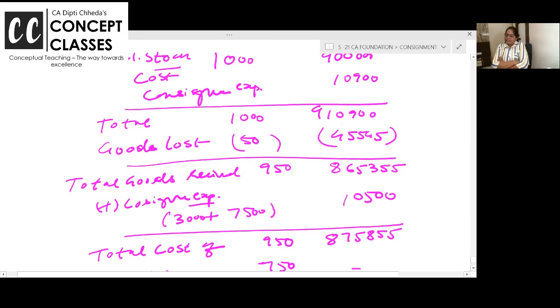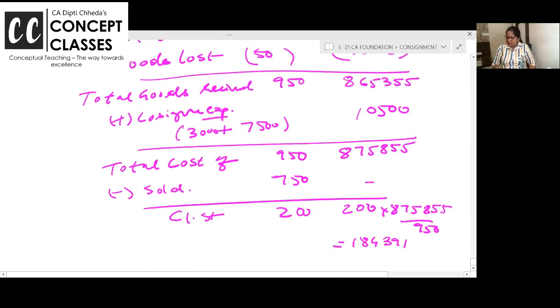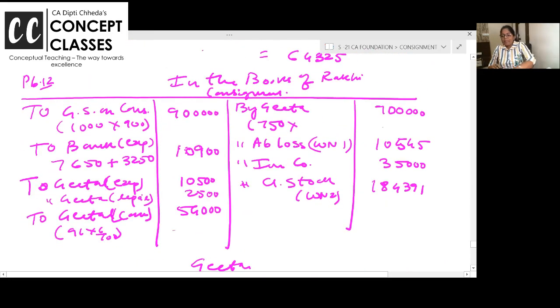1,000 units were sent. Add consignor's expense minus the goods lost in transit. Then whatever goods have reached the consignee, add the consignee's non-recurring one-time expense, and the total is given. 750 units are sold, now minus 200: for 200 units it is 184,391. Easy. Please check this in the study material, their working. I feel this is good in flow.